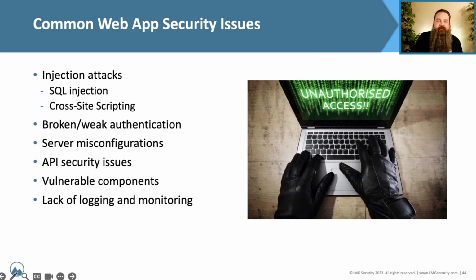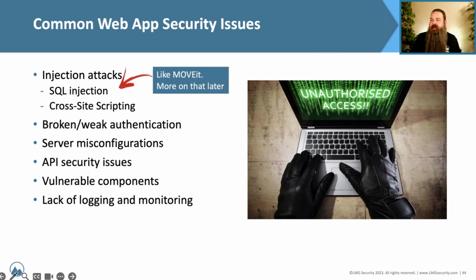I want you to pay attention to that first one there, the SQL injection attack. This is like the MOVEit attack. I mean, frankly, this is what happened with MOVEit. The MOVEit servers that were responsible for tons of data loss just a couple of months ago were broken with this exact vulnerability. It's somewhat common. We also see things like broken or weak authentication. We see server misconfigurations. We see API security issues, vulnerable components, no logging or monitoring available. I mean, the list kind of goes on. So have those applications tested, have them checked out, make sure you're not falling victim to any of these.